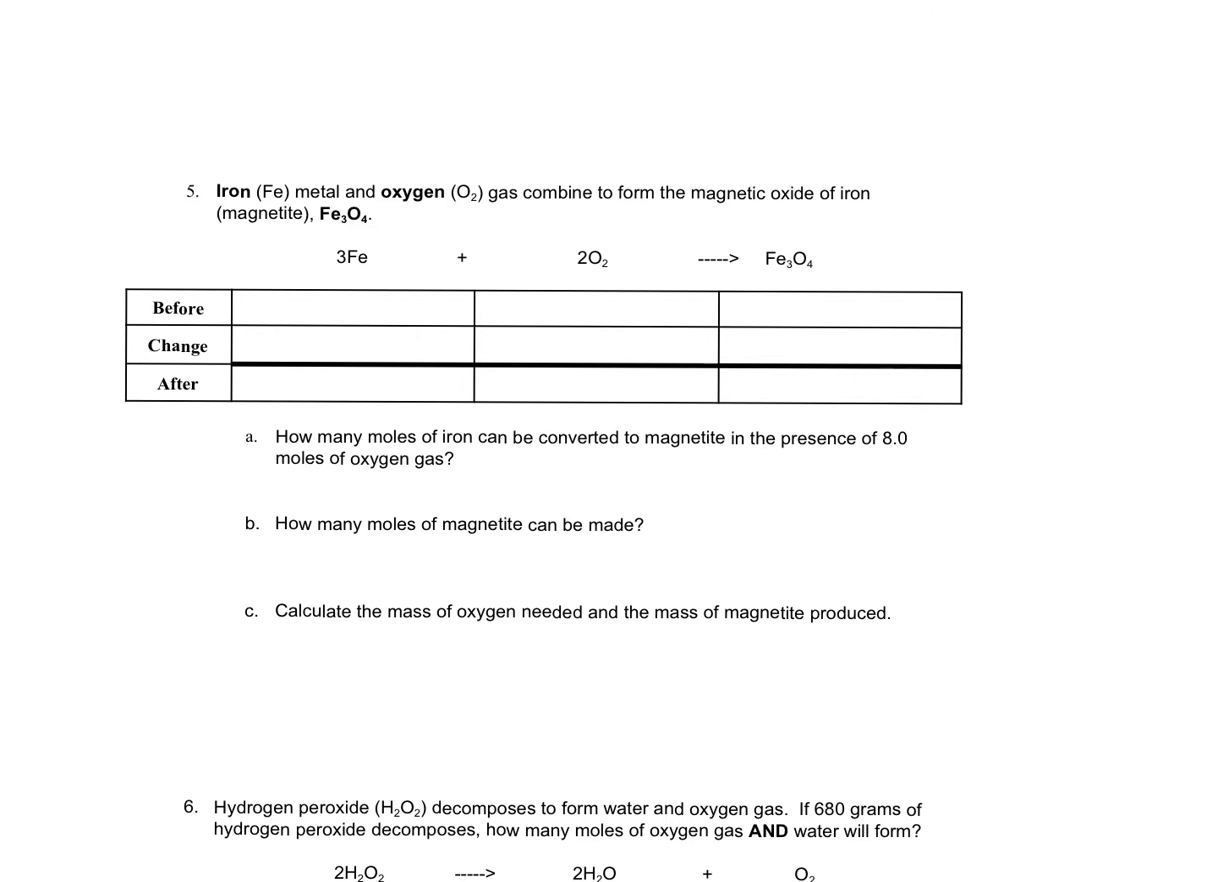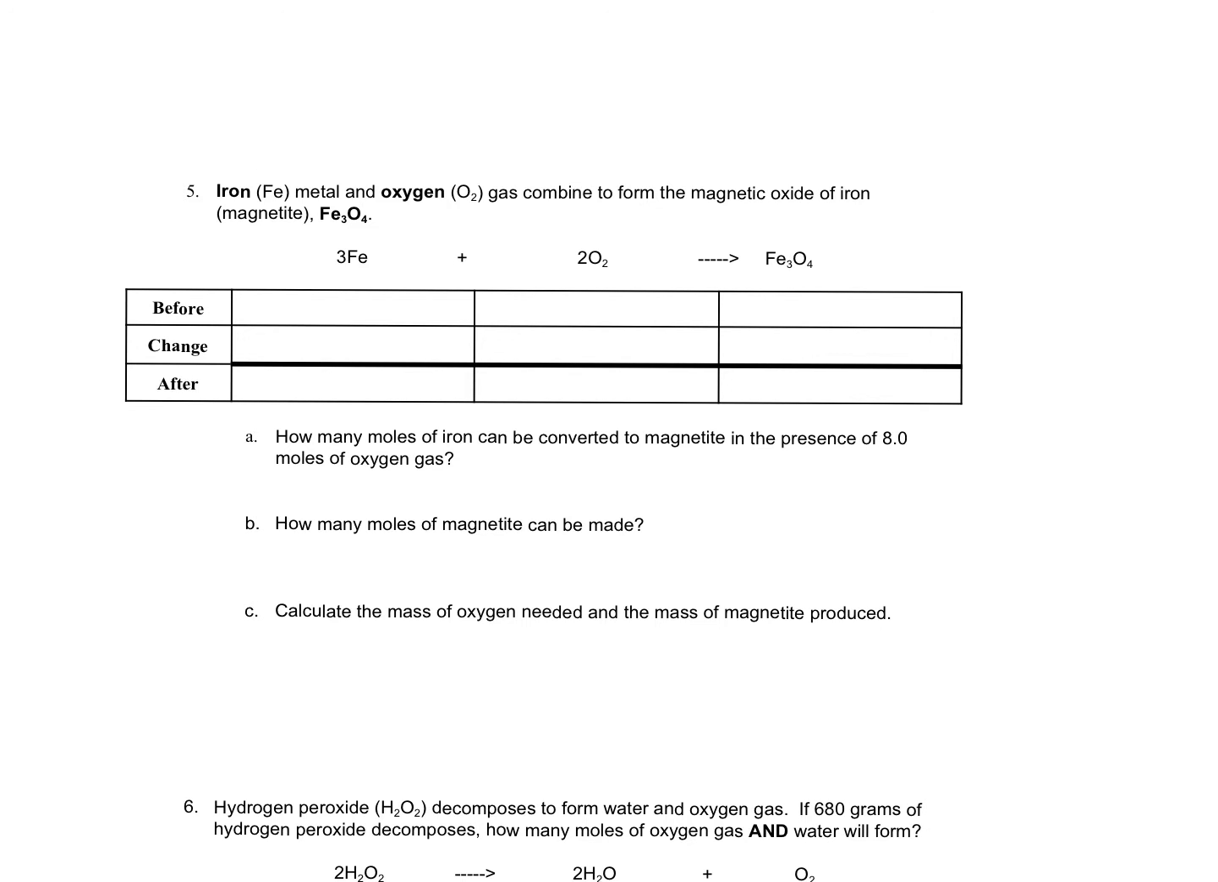We're going to find out how many moles of oxygen. I'm sorry, how many moles of iron can be converted into magnetite. We're going to find out how much magnetite we can actually make, and we're going to calculate the mass of the oxygen needed.